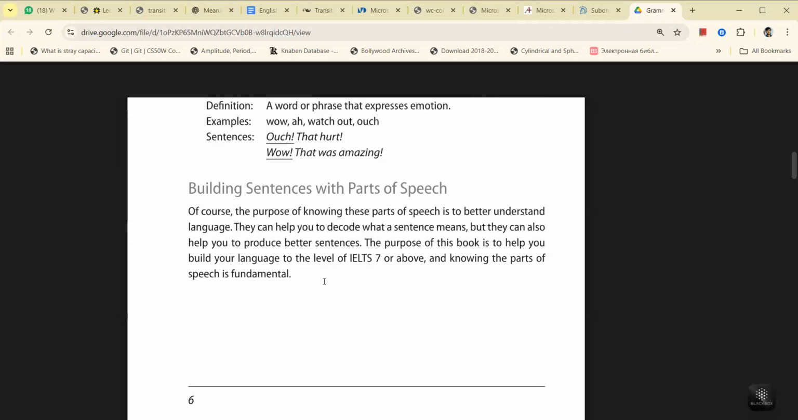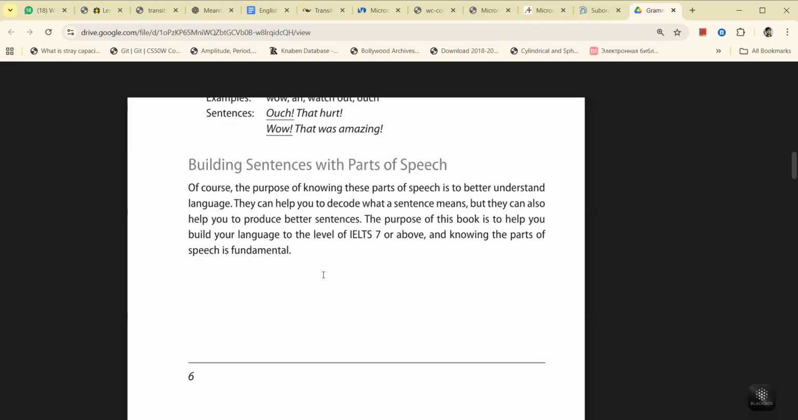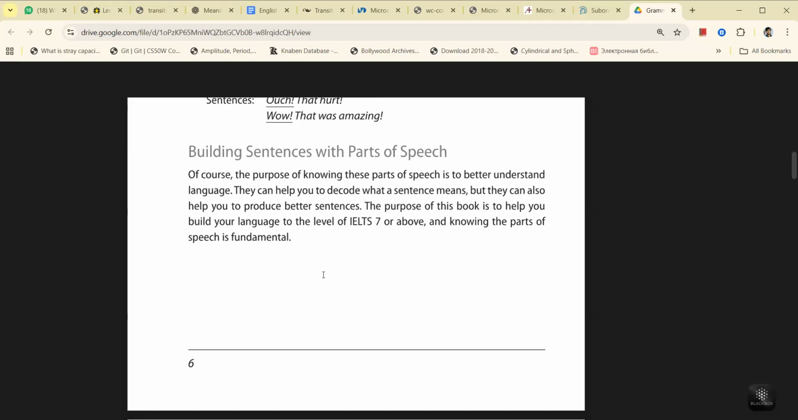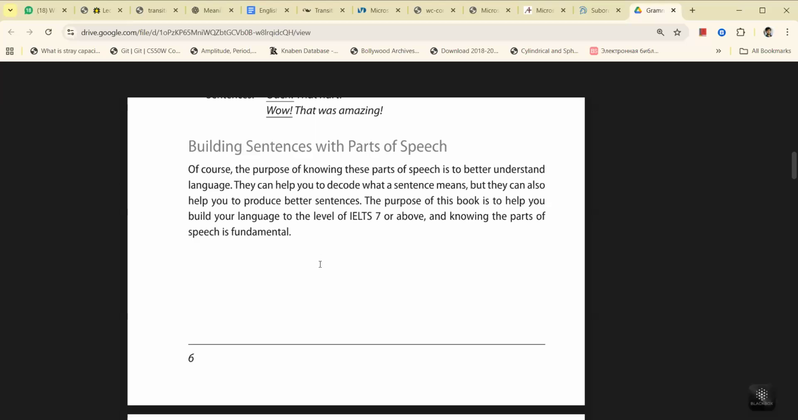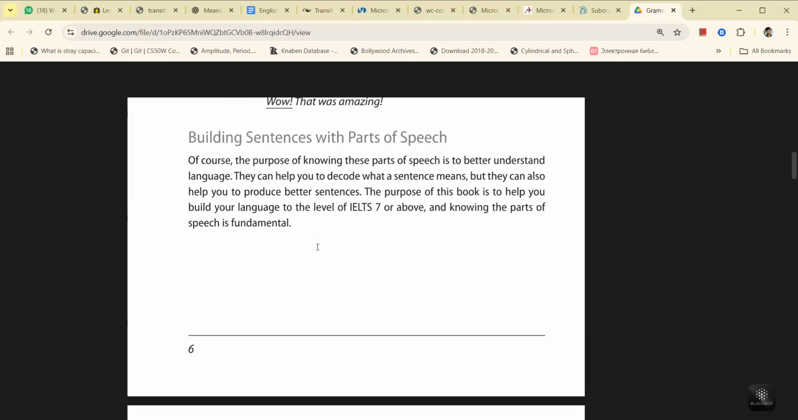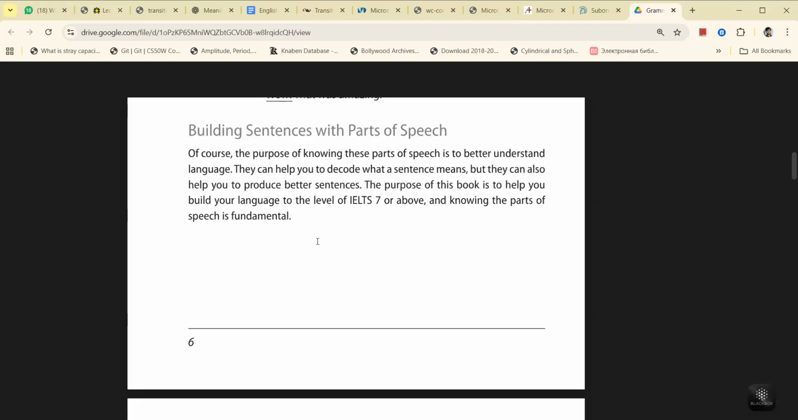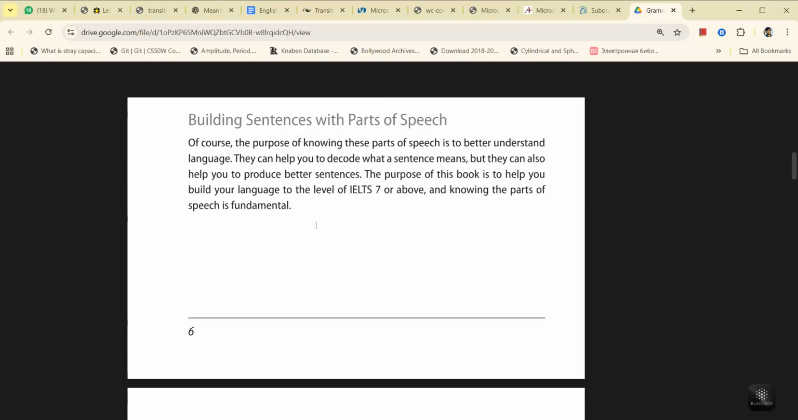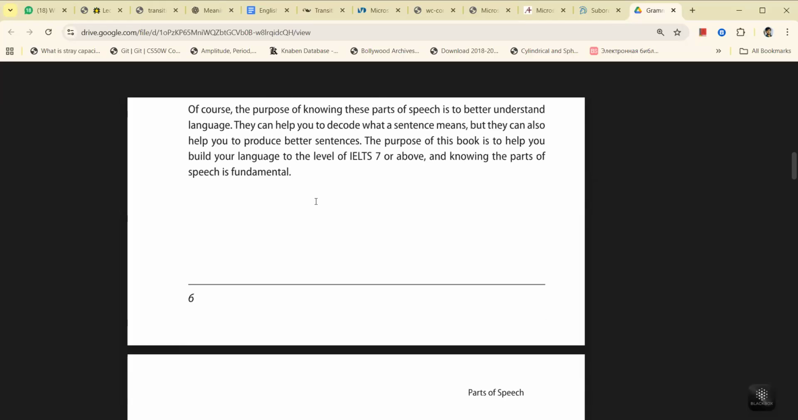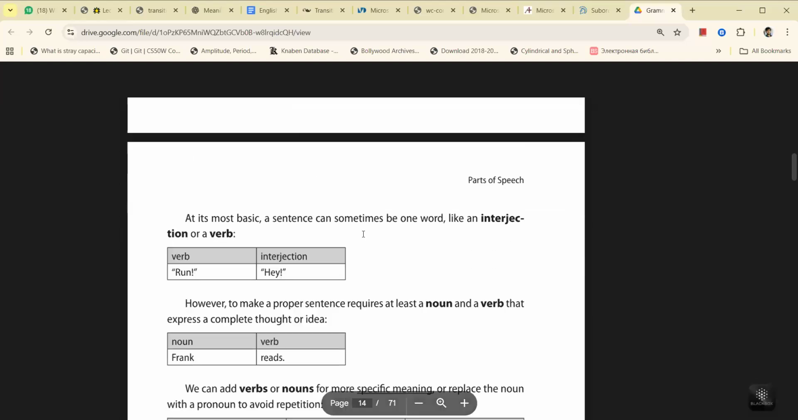Building sentences with parts of speech. Of course, the purpose of knowing these parts of speech is to better understand language. They can help you decode sentence meaning, but they can also help you produce better sentences. So parts of speech help us understand the sentences and what every word represents. Once we understand them clearly, we are able to recognize them easily.